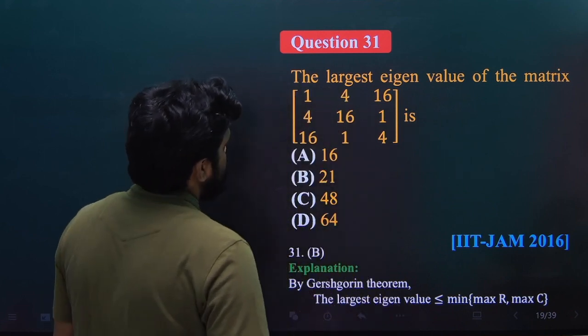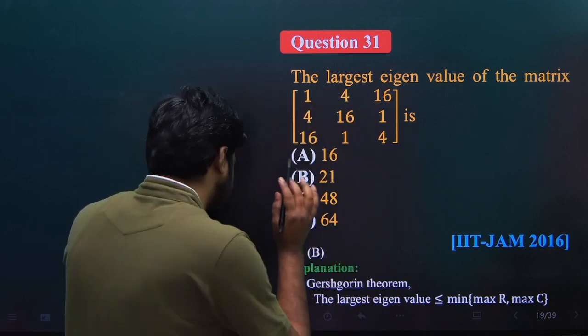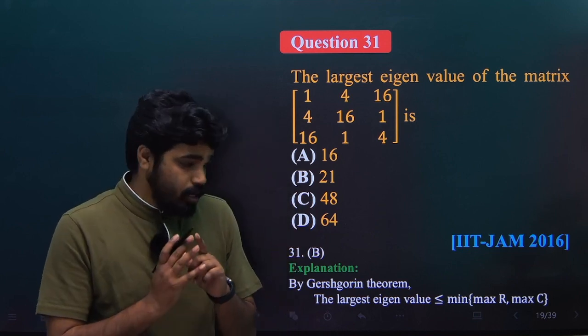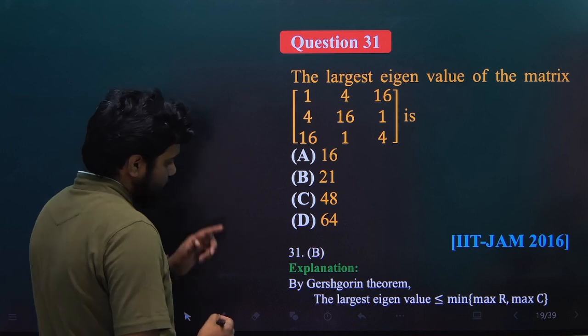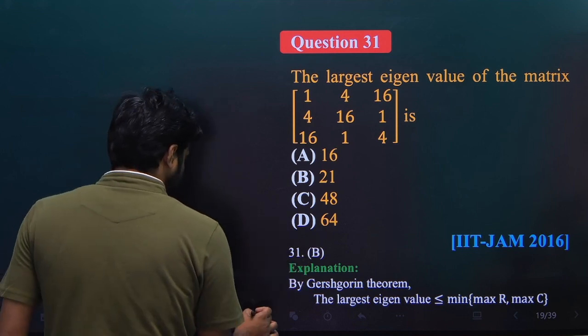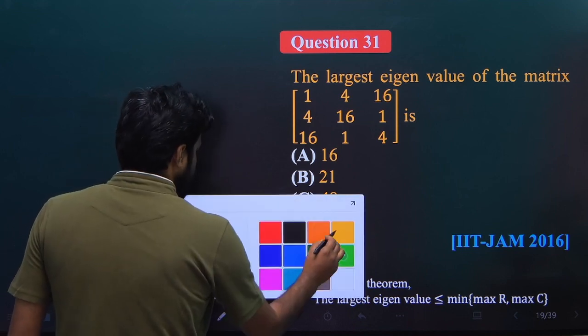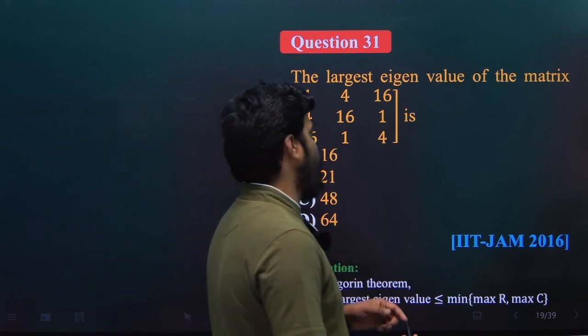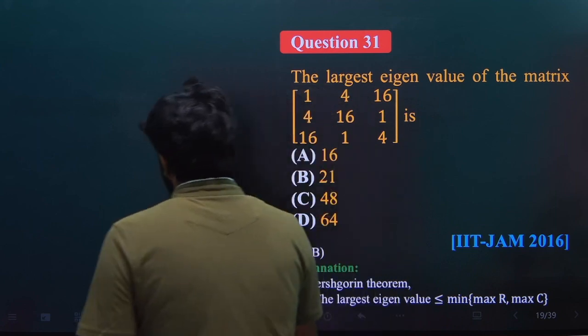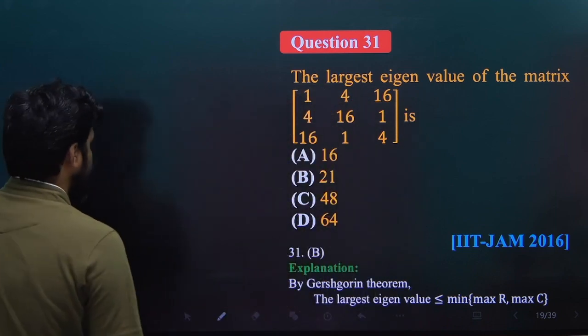The largest eigenvalue of the matrix. To find the largest eigenvalue, you have to note this theorem. That theorem is known as the Gershgorin theorem. So note this theorem. How to find the largest or greatest eigenvalue.